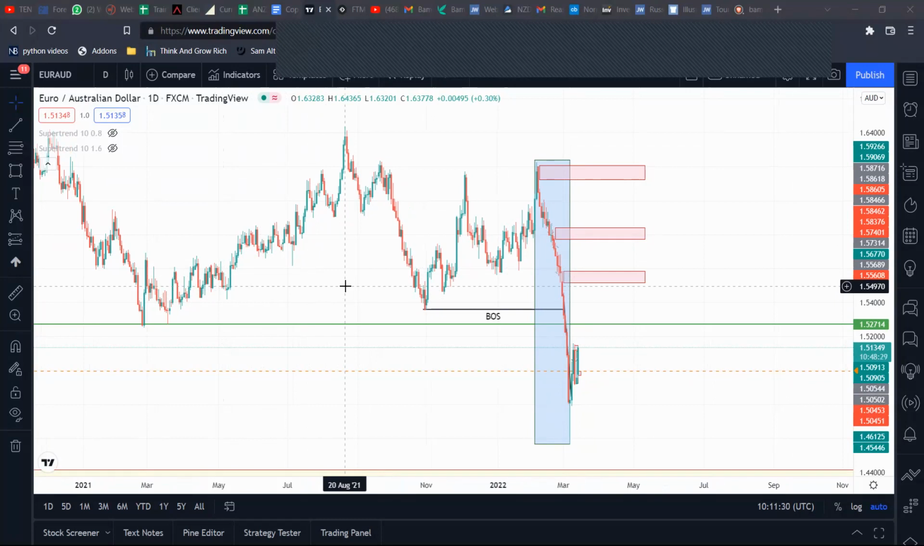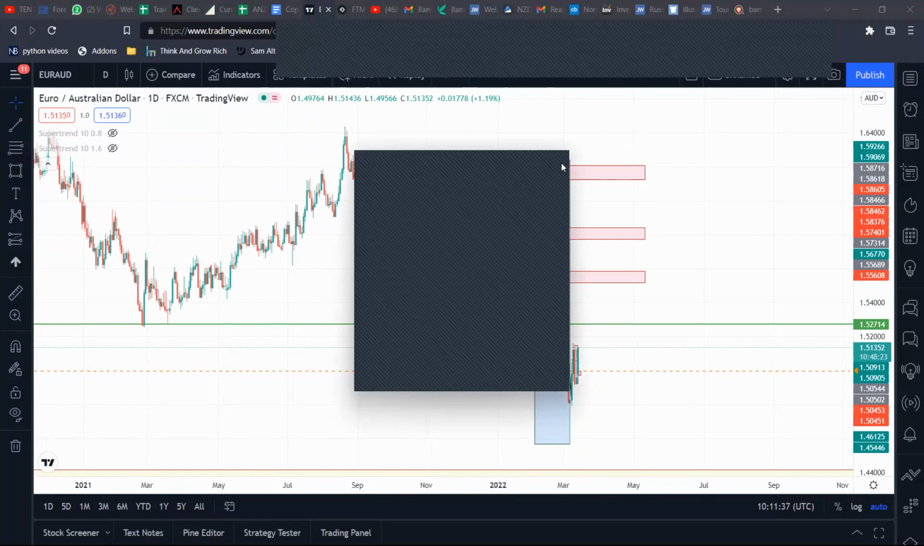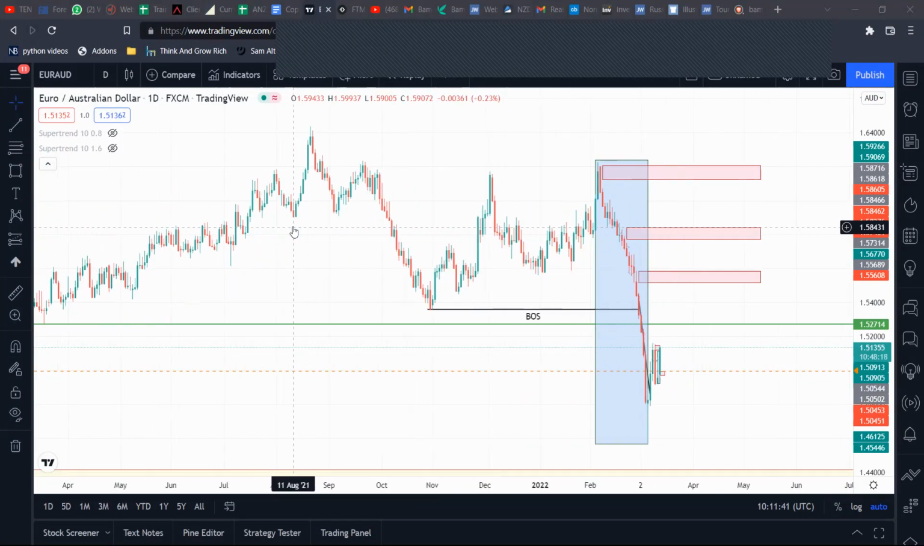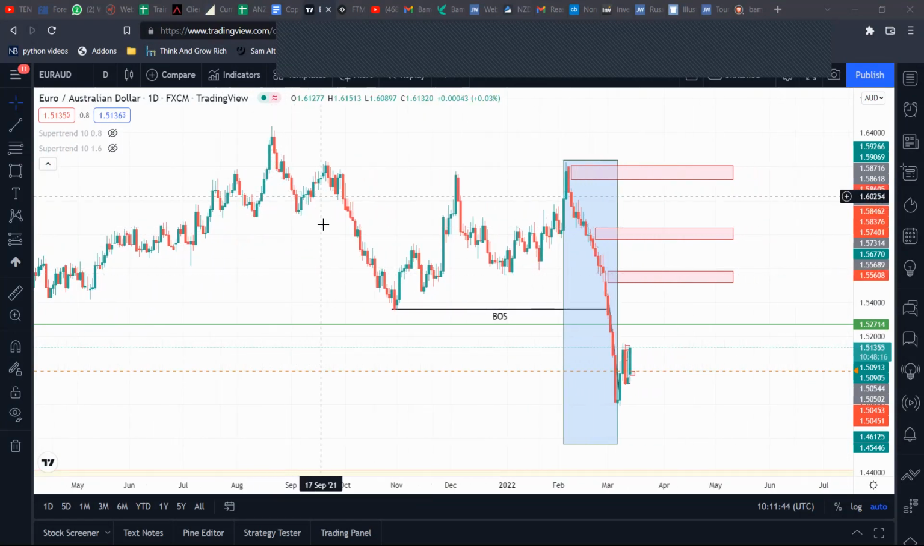I kind of like AUDCAD. I spoke about AUDCAD last week in our client-only trading room, and that market has gone well, just as expected. So we'll be looking at that as well.